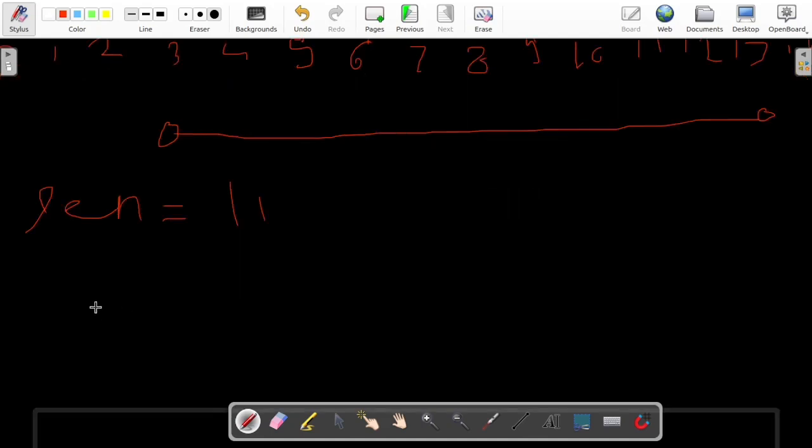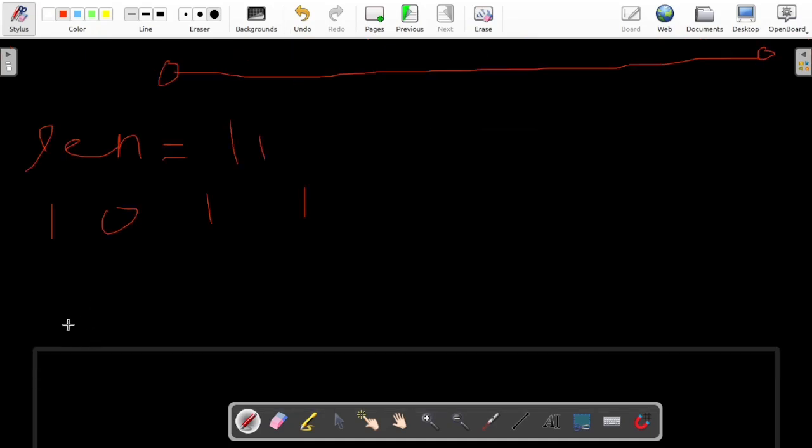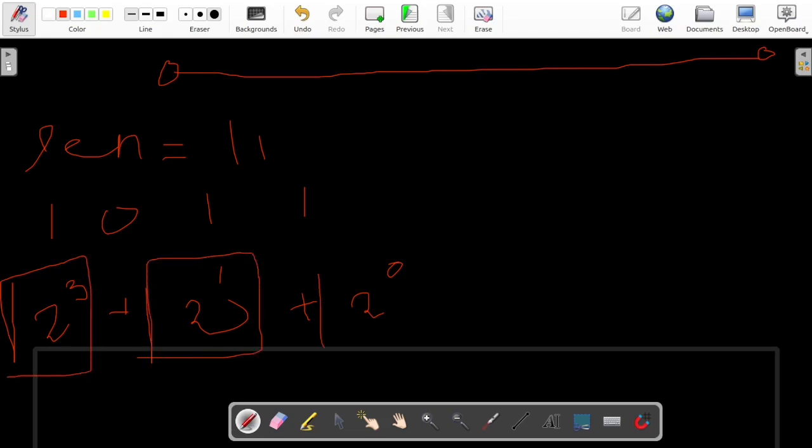What is the binary representation of 11? The binary representation of 11 is 1, 0, 1, 1. That is 2 to the power 3 plus 2 to the power 1, 8 plus 2, 10 plus 2 to the power 0, that is 1. Now tell me one thing, in sparse table, we have already calculated the answers for this length segments. So we have to only find the answer for these three segments. Instead of iterating over all the 11 elements, I will only consider these three segments.